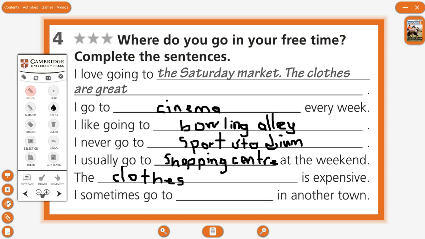I sometimes go to another town. I sometimes, for example, go to the museum. I sometimes go to the museum in another town. These are my answers. Please write your own ideas about your free time, your things in your free time. Okay.